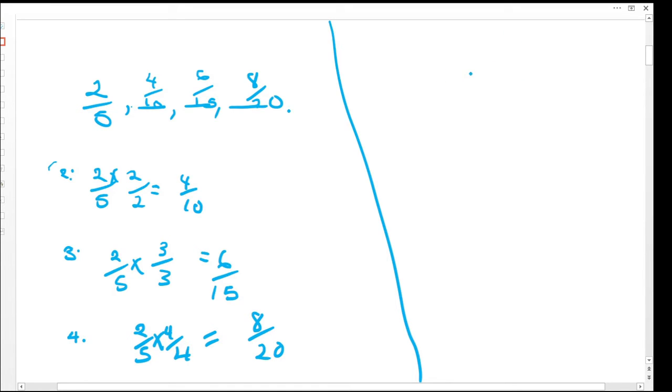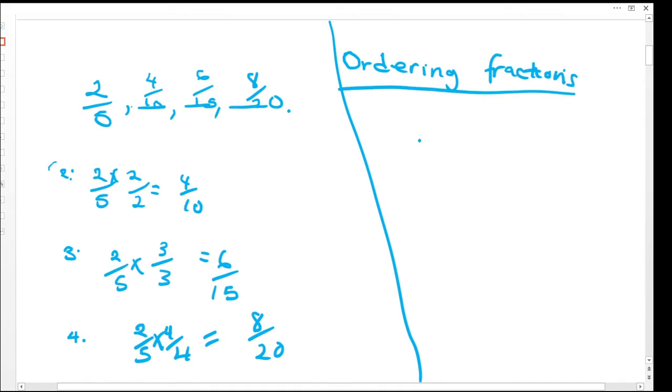So let us continue. Those have been equivalent fractions. We are going to look at another thing which is so simple and easy to understand: the order of fractions. So ordering fractions. Here we are going to put fractions in order. When we say order, we have two orders we are going to follow. One is what we call the ascending order, and another is the descending order.